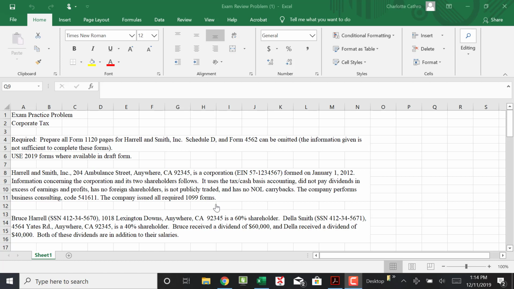Then we have some information about the shareholders. There's 2 shareholders, Bruce and Della. It gives you their social security numbers and their addresses, as well as how much ownership they have and the dividends that they each received during the year.